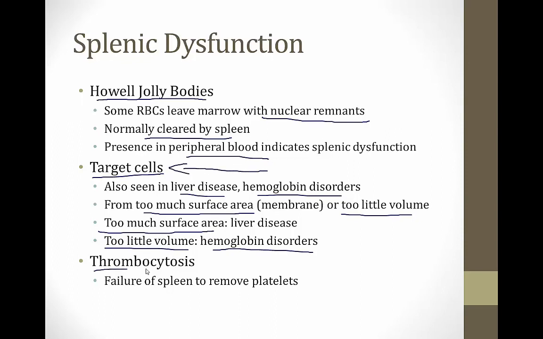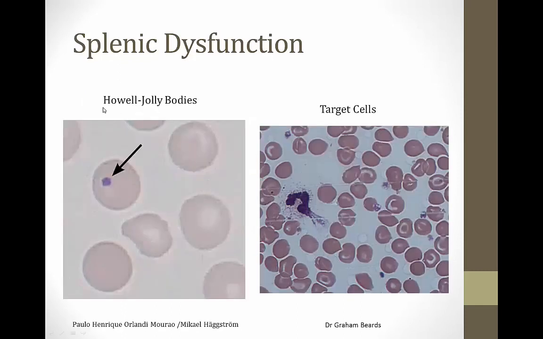And then you will see thrombocytosis in patients who've had their spleen removed because the spleen is not removing and storing those platelets like it is supposed to do. This is a picture of a Howell-Jolly body on the left side of the screen here. You can see there's a red blood cell with some nuclear remnants inside. This is a picture of target cells. On the right side, you can see there are these circular target-like structures, these white structures inside of the RBCs. And that concludes our module on lymph nodes and spleen.